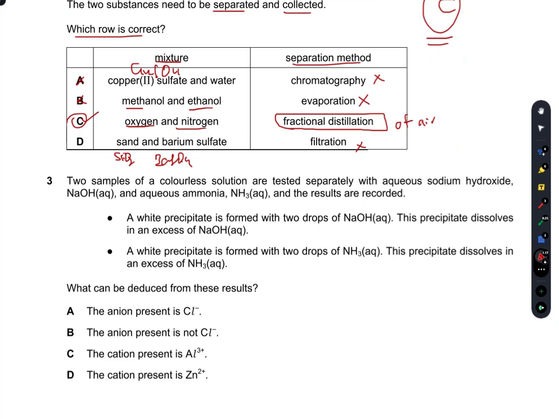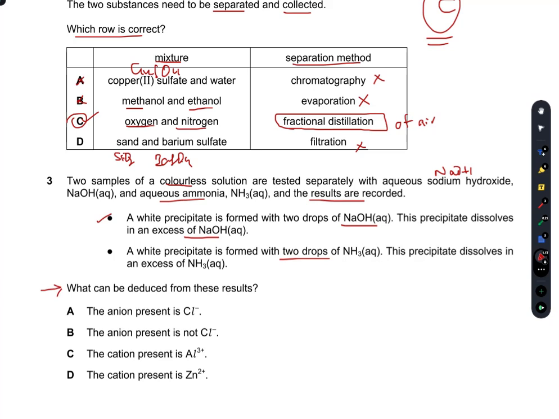Two samples of a colorless solution are tested separately with aqueous sodium hydroxide and aqueous ammonia, and the results are recorded. So a white precipitate is formed with 2 drops of NaOH. This precipitate dissolves in an excess of NaOH. So this is the first one. A white precipitate is formed with 2 drops of aqueous ammonia. This precipitate dissolves in an excess of aqueous ammonia. What can we deduce from these results?